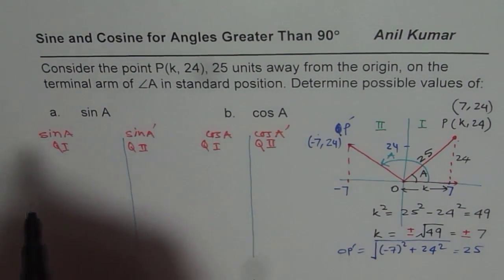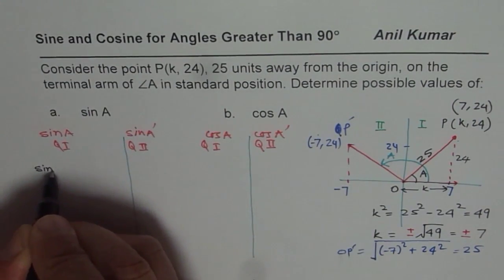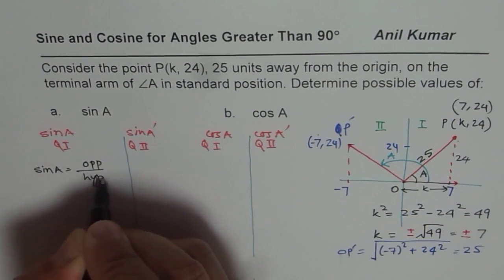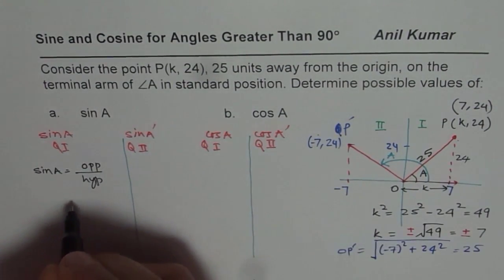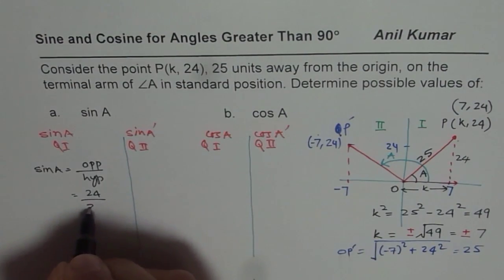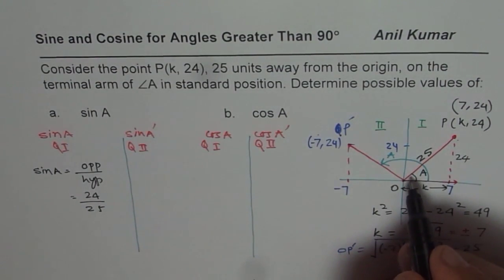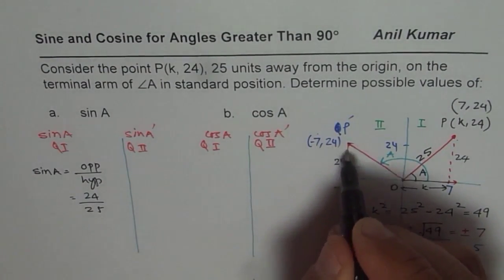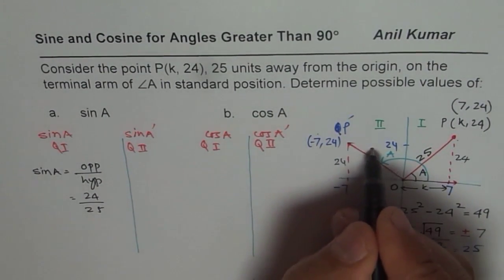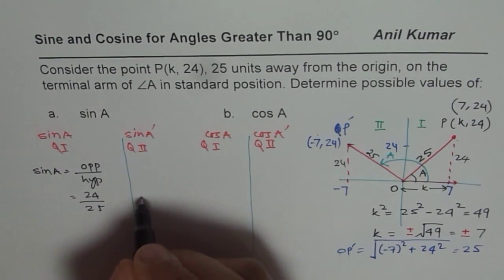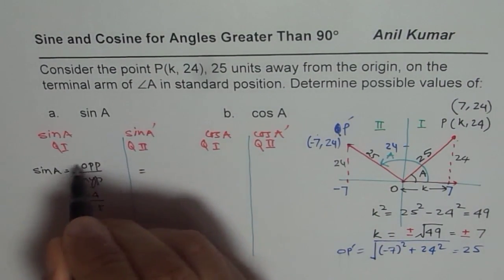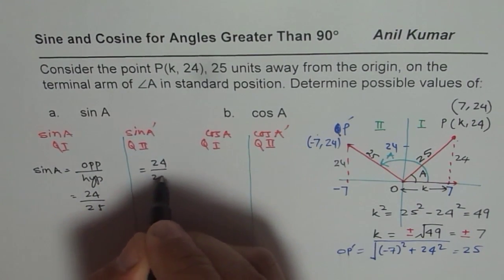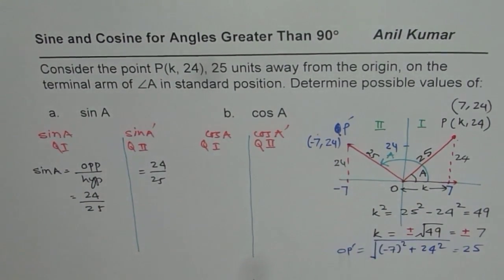As far as sine is concerned, sine of A is equal to opposite over hypotenuse. If I consider this, opposite is 24, so I get 24 over 25. So that is my sine of A. And in this particular case, 24 is positive and 25 is always positive. The radius is always considered positive. So here also we get sine of A dash as 24 over 25, since the opposite is this.